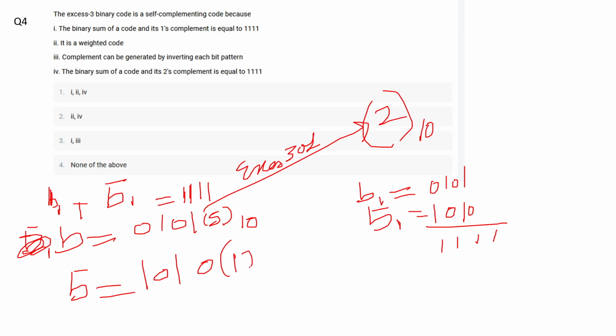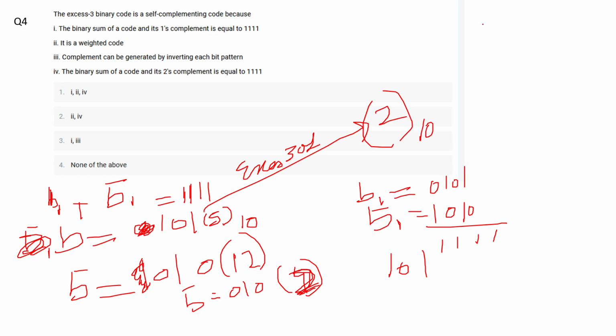So the excess-3 complement of this number will be 0010, that is 2. So 0010, that is 2. And if you add those things up, it will be equal to 1111.